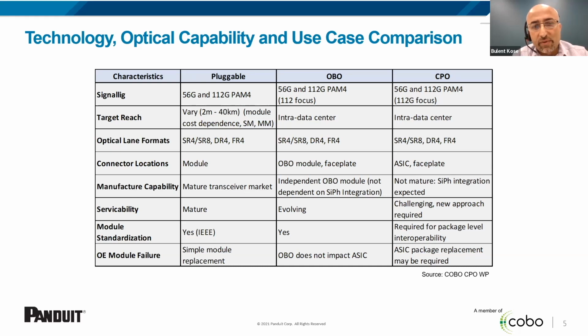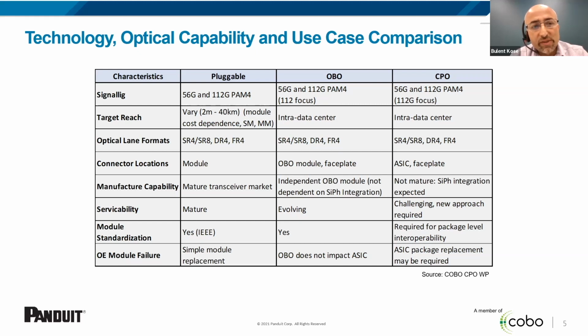So connector locations, obviously, that's the design of onboard and the co-package. Pluggables are at the faceplane, module plane, and the other ones are on the module. So the key issues that need to be addressed, engineering challenges, are related to manufacturability, capability, serviceability, module standardization, and failure, or I guess reliability of these modules. So these are some topics that are very relevant to OBO and CPO.